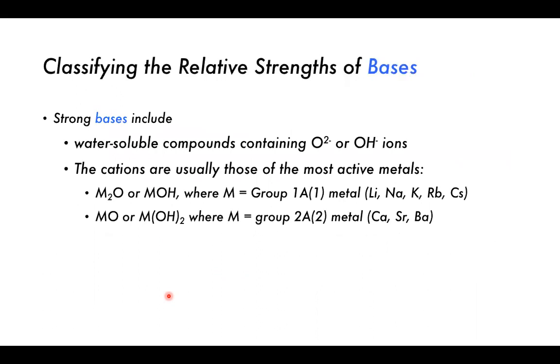So bases, strong bases include water-soluble compounds containing oxide or hydroxide ions. So these usually are coupled with group 1 or group 2 metals. So things like lithium, sodium, potassium, rubidium, cesium, calcium, strontium, barium, things like that. So they have different forms. So Li2O is going to be lithium oxide, LiOH, lithium hydroxide, things like that, where M is a group 1 metal, then this is the formula for when M is a group 2 metal. And so these are strong bases.